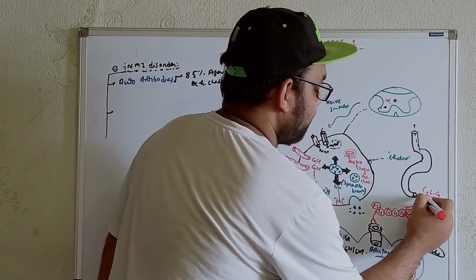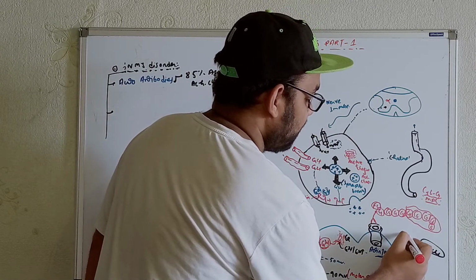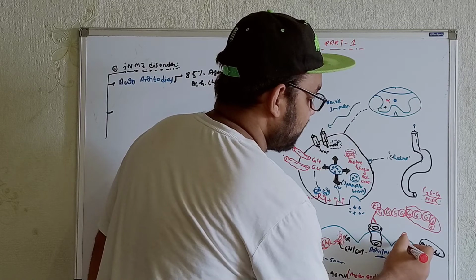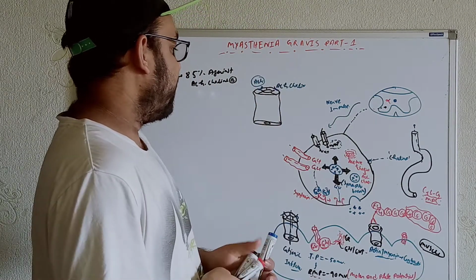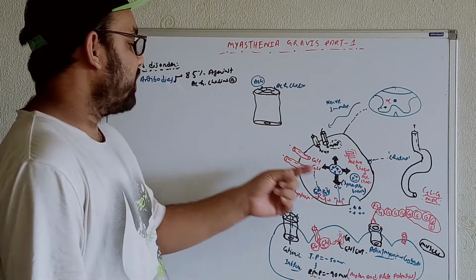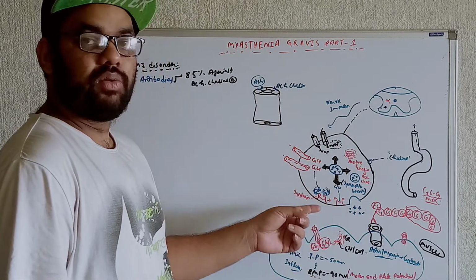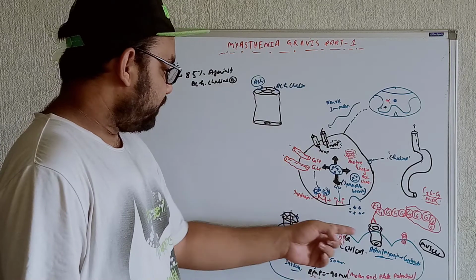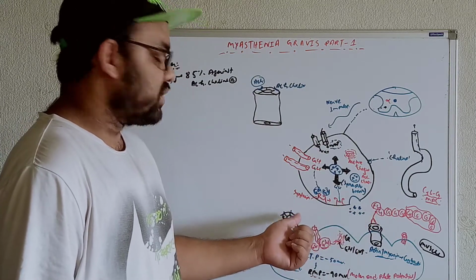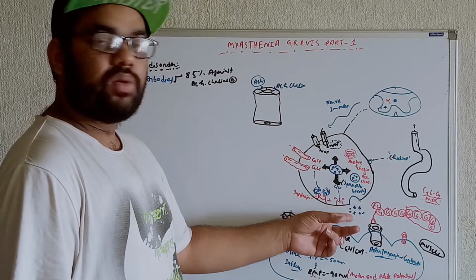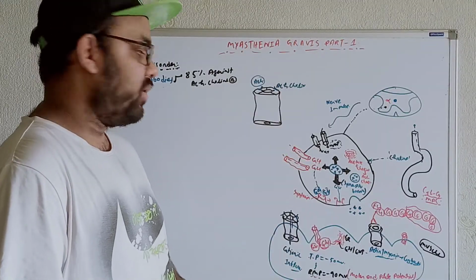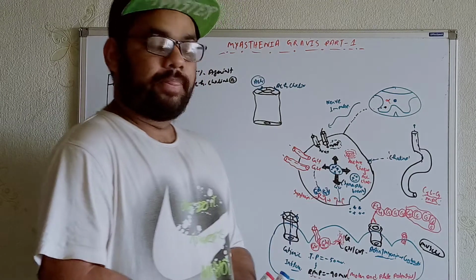So this membrane attack complex will come over here and form holes in the structure of the sarcolemma. So ultimately we will see the transmission of the nerve impulse from here to here will be okay. But further, whenever these acetylcholine receptors are inhibited, as a result, there will be production of acetylcholine, but there will be no work of the acetylcholine because the receptors are already blocked.